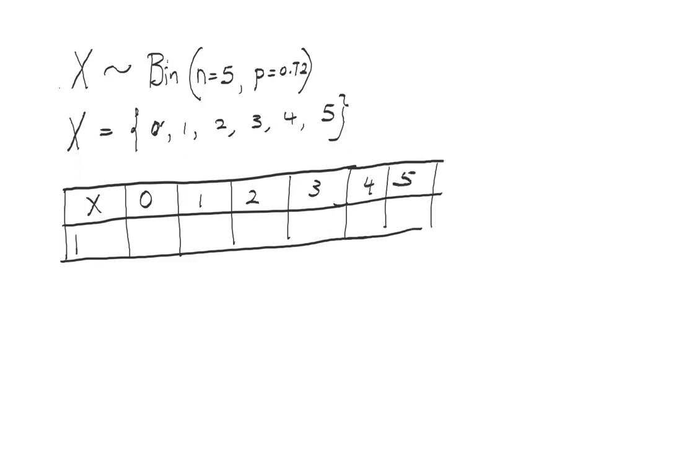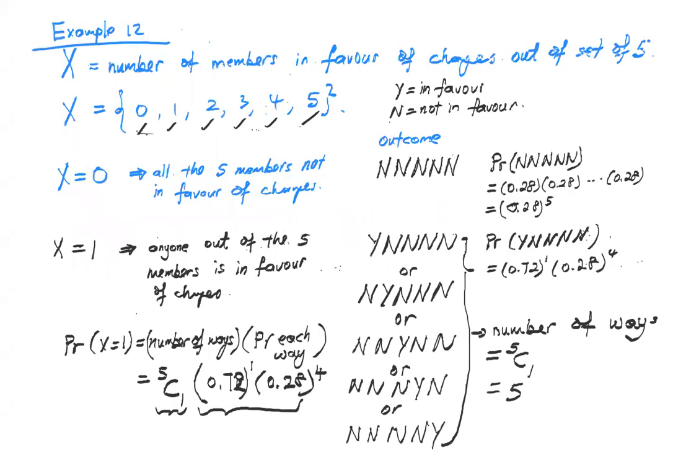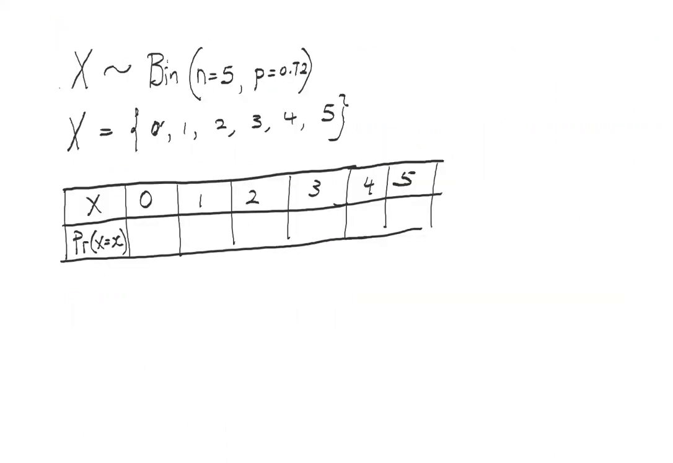And this is the probability of X equal to X. Okay, so am I going to count one by one using this formula? Or is there a better way of doing it?